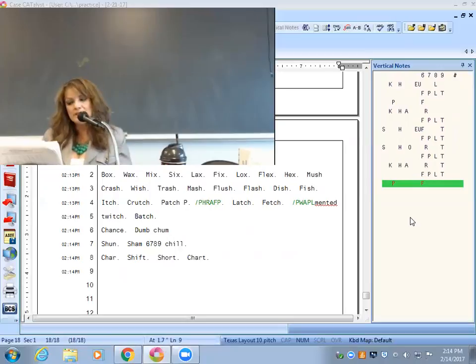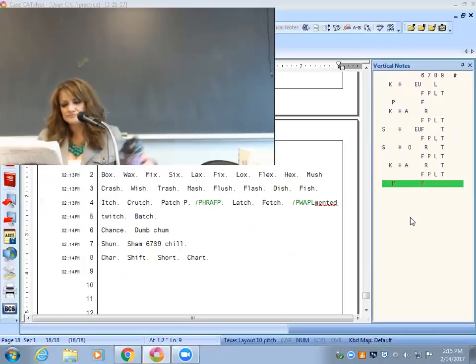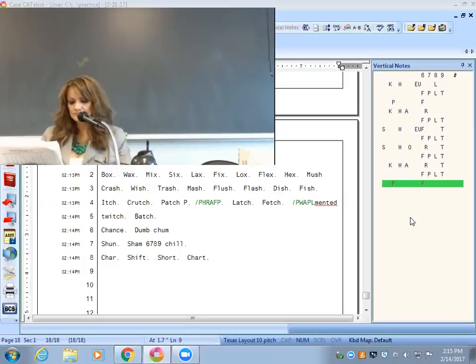Cram, mix, lax, fix, tent, scent, dish, urge, merge, batch, twitch, prick, sham, brick, lack, chart, ran, hand, crash, itch.